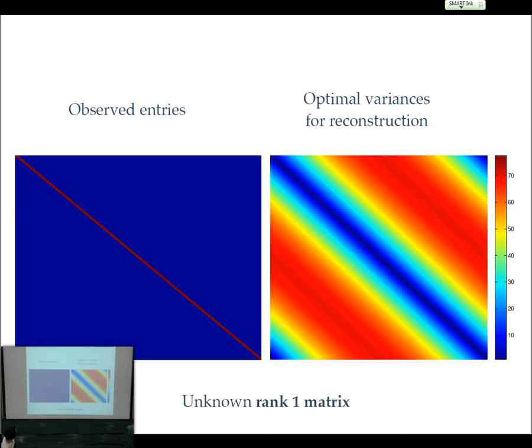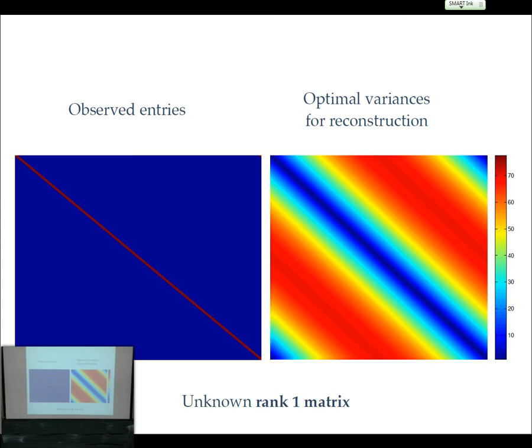And here are some cool pictures. So let me describe some pictures. What's going on? So this is rank 1. And this little red line on the diagonal, and also you can't see it, but there's another observed entry there, so this is the graph of a cycle, is what's observed.